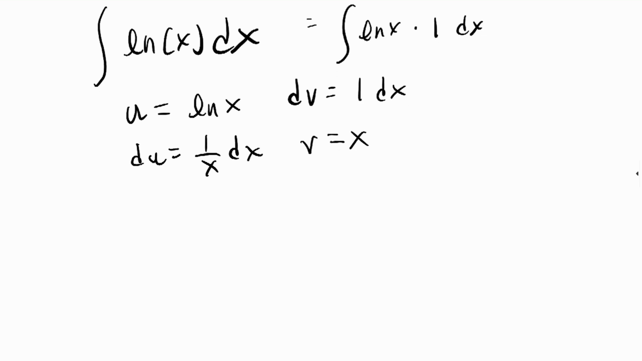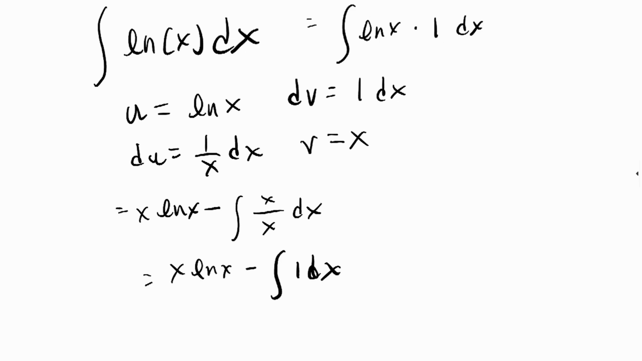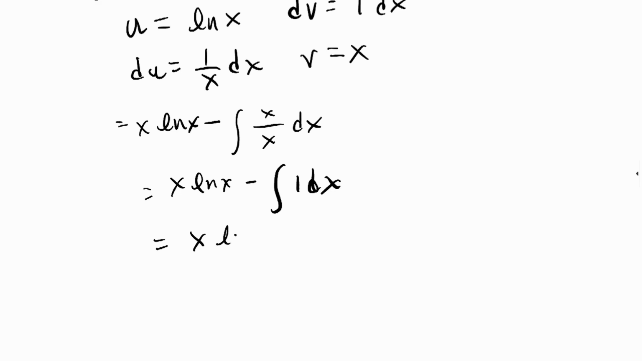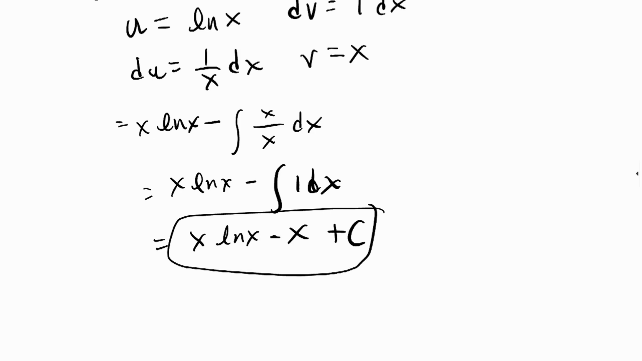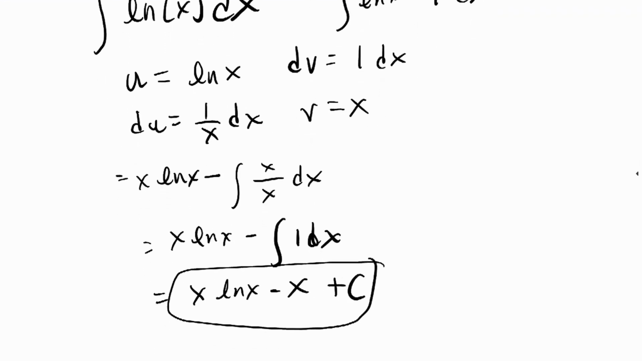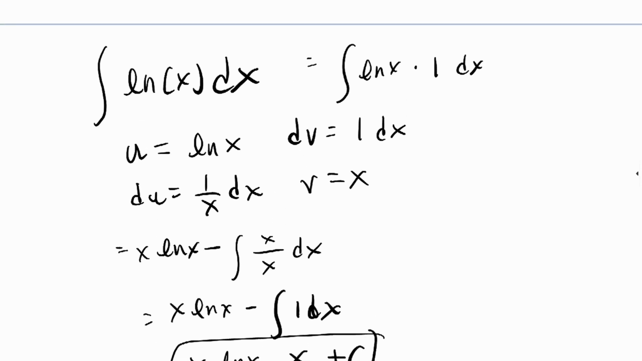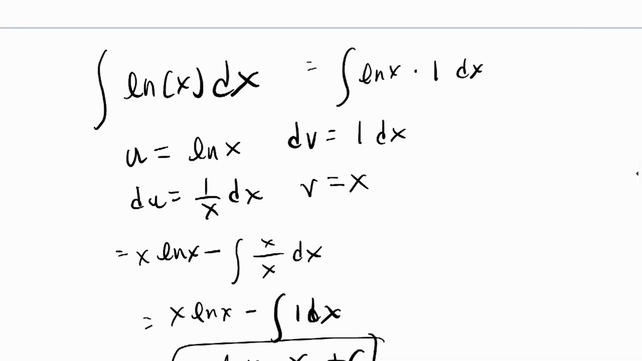So let's do our formula. It's going to be uv, so x ln x, minus the integral of v du, which is just going to be x over x dx. So this is really x ln x minus the integral of 1 dx, and of course the integral of 1 dx turns into minus x, and we tag on a plus c. So the integral of ln x is just x ln x minus x. Lots of x's. Okay, so this is how we can use integration by parts to derive such an integral.